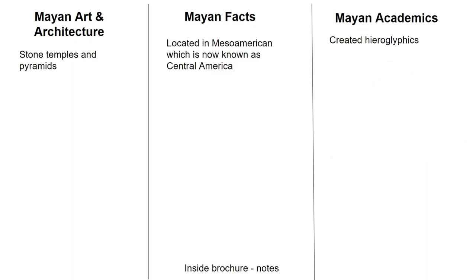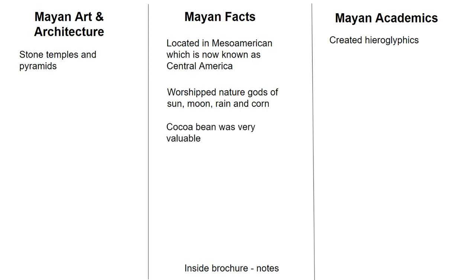All right, so the next part in this next section was about a minute and a half. So on this part, we learned that they worshipped nature gods, the sun, the moon, rain, and corn. I always thought that was a little odd. Sun, moon, rain, and corn. So please write that section down. And they also considered the cocoa bean very, very valuable. Again, pause while we have everyone write that down.